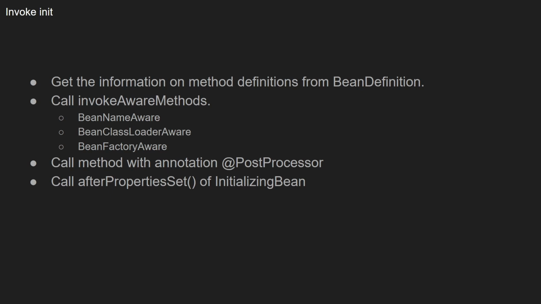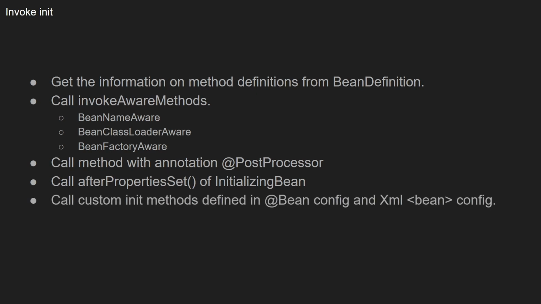And once the post construct method is called, the method afterPropertiesSet of InitializingBean is called. If your bean is implementing the InitializingBean, then you need to override the afterPropertiesSet method. And if at all your class is an instance of InitializingBean, this method is invoked. And once this method is invoked, your custom init methods are invoked. The custom init methods here are the methods which you have defined in the configuration of @Bean or the XML's bean configuration, which gives you the flexibility to specify the methods that should be invoked once the bean is created.